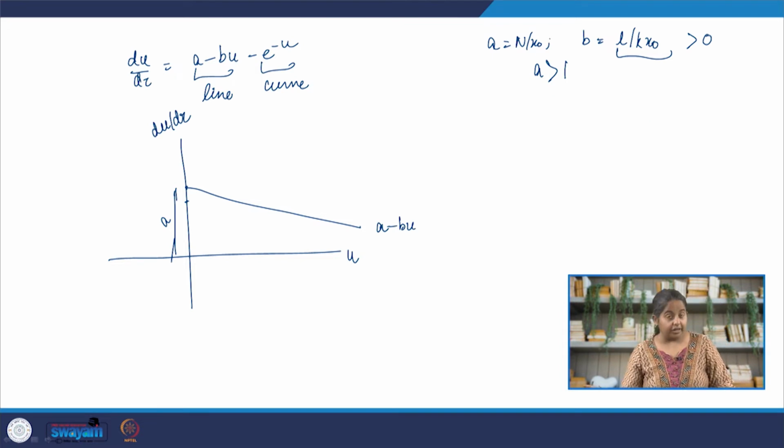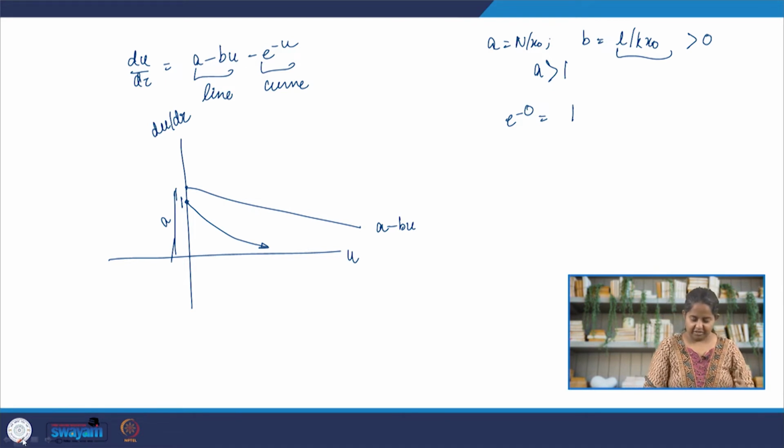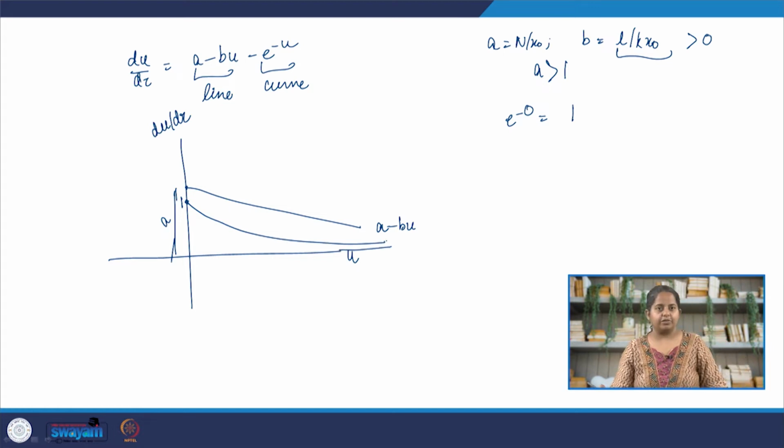Now, if you look at our curve e to the power minus u, when u is equal to 0, which is basically we are on the y axis, e to the power minus 0 will be equal to 1, the highest value here. And as we proceed further, it is going to reduce until when it reaches infinity, it will be equal to 0. So, let me redraw this so that it is easier to interpret this curve. Slowly this value is going to reduce, the curve is going to reduce.